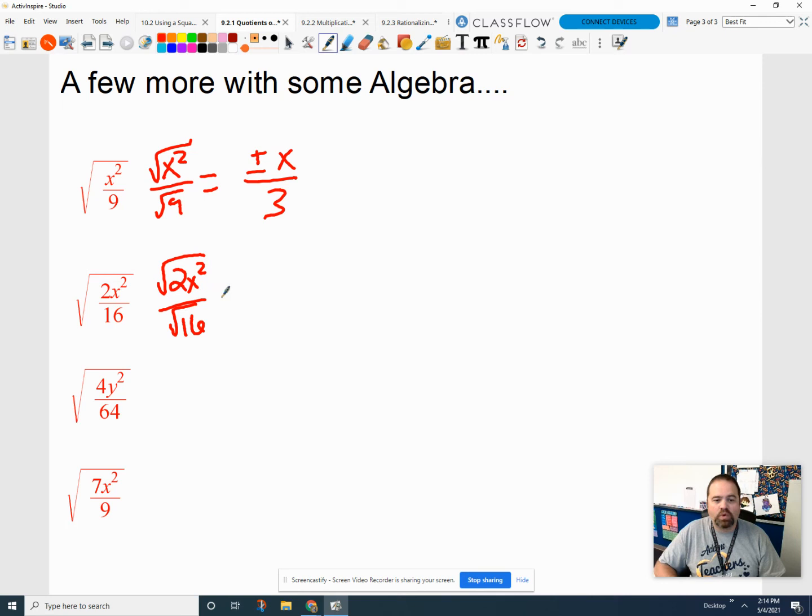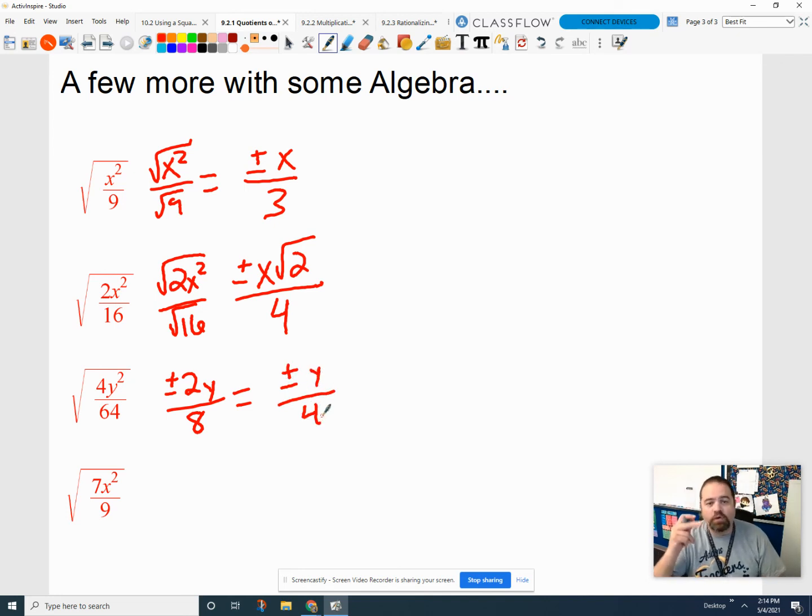But when I take the square root of x squared, that can come outside of my root. So I've got positive negative x, and then my root 2 is going to stay, right? I can't pull that 2 out of the root because it's not a perfect square. And then my denominator is 4. So this guy is going to be positive negative 2y over 8. And then I can take that a step further because of the 2 and the 8 and make that positive negative y over 4. If you want to put a coefficient in front of that y, you can. It's just going to be a 1. All right, so last one here, positive negative x root 7 over 3.